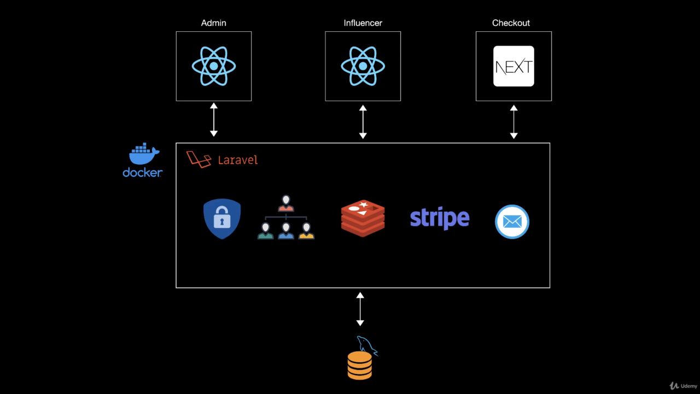The API does a lot of stuff, like authenticating users, authorizing users if they have access to this page or not, caching data through Redis. In the checkout, when we pay, we will use Stripe, and we will send emails when a payment is processed or when an admin user has done an action. So, as we can see, the API does a lot of stuff.